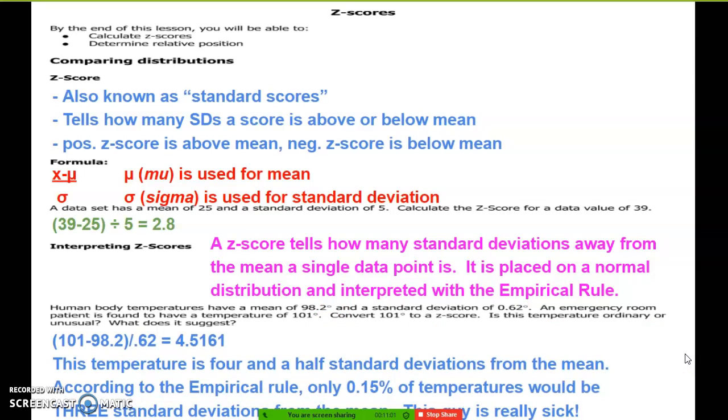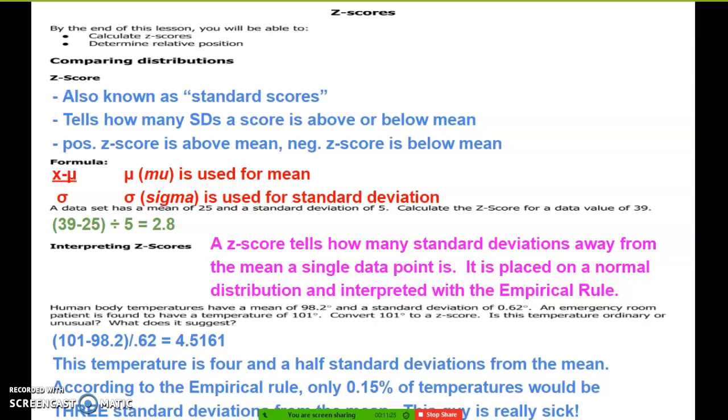So, when we calculate the z-score, we take the 101, subtract the mean, divide by the standard deviation, we get 4.5. That means this temperature is 4.5 standard deviations away from the mean. Now think about the empirical rule. Remember, because we place a z-score on a normal distribution, we can use the empirical rule for normal distribution.